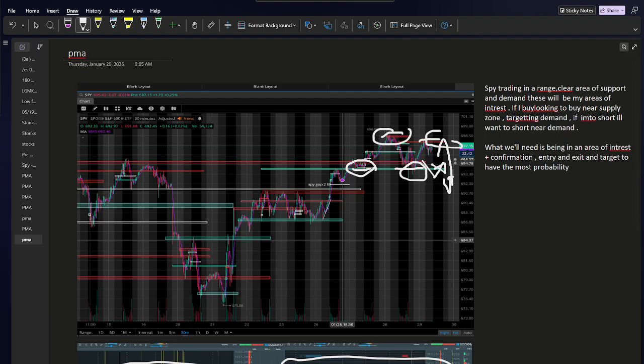Because I want to put myself in the most probable position, I want to have the most probability when I'm trading. If I'm to buy, I'm going to buy in an area where buyers are willing to purchase the price, where they feel comfortable purchasing, as we have circled here, and sell into an area where sellers usually step in and sell the market.